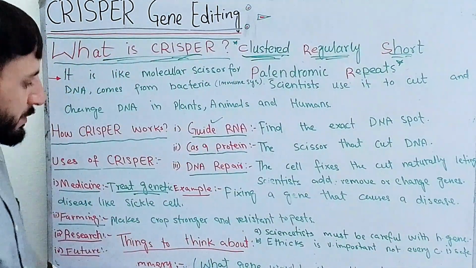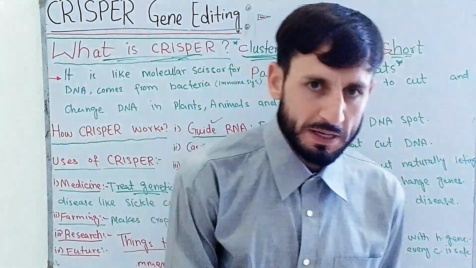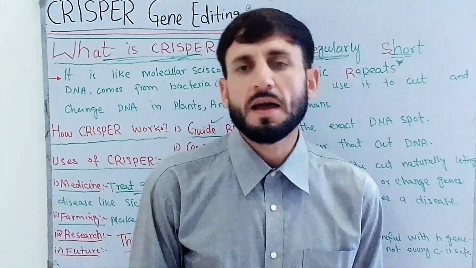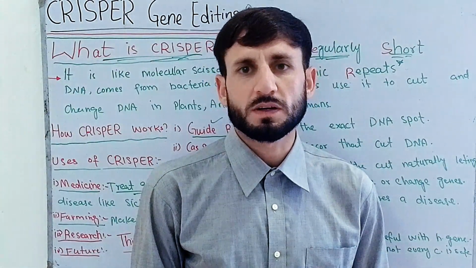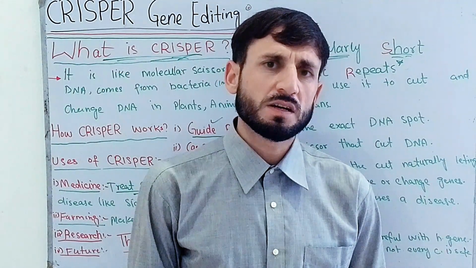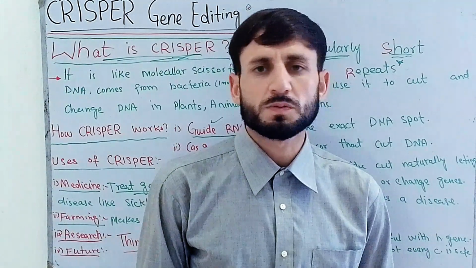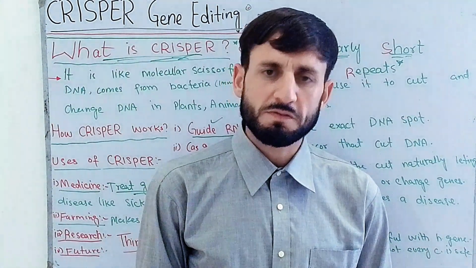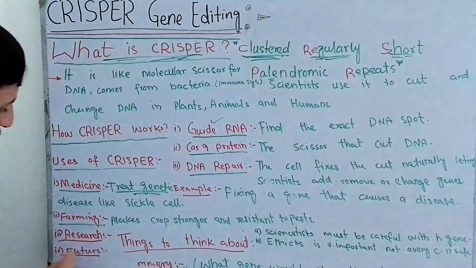Number second, we have farming. It makes crops stronger and resistant to pests. This is very beneficial to protect our plants from pests. As we know, there are various types of pests which impact or harm our crops. So while using the application of CRISPR, we are able to protect our plants from different types of pests.